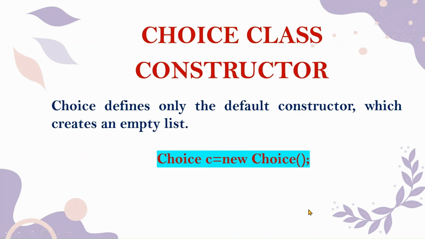Now in order to work with the choice control, we need to create an object of the Choice class. Choice defines only the default constructor, which creates an empty list. Here you can see the Choice class object initialized with new for memory allocation, and we're calling its default constructor Choice. Only one constructor is available in order to create a choice control. Later on we need to add the options to this control.